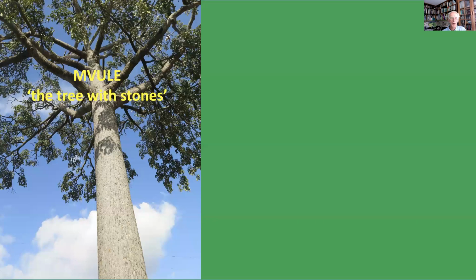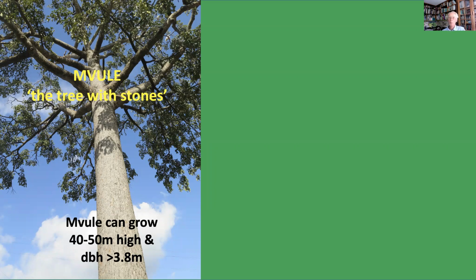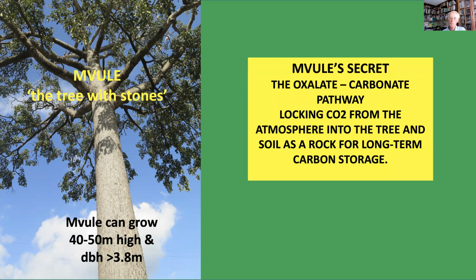Let's consider now the Mvule. It's known as a tree with stones because of a very special reason. It's a huge tree. It can grow up to 50 meters high with a DBH, which means diameter at breast height, or 1.3 meters from the ground, that can be in excess of 3.8 meters. That's diameter. That is a huge tree. How huge? Well, we'll see in a moment. But what is the secret of the Mvule?